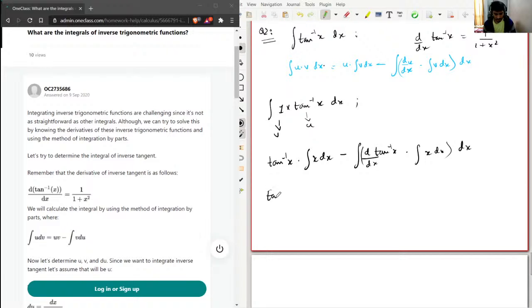So again, tangent inverse of x and the integration, okay, I made one mistake here. I did the integration also. This is 1, this will be 1 here, and now the integration of 1 dx is nothing but x. So I'll write this x here minus, now the derivative of tangent inverse of x we have already written, so it is 1 over 1 plus x square, times this will be again x and dx.